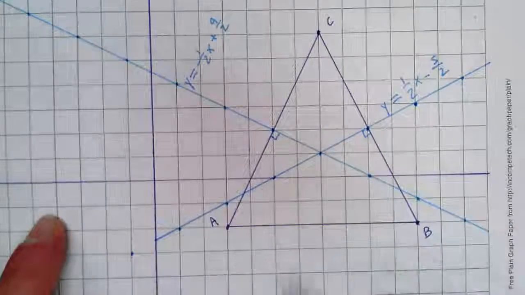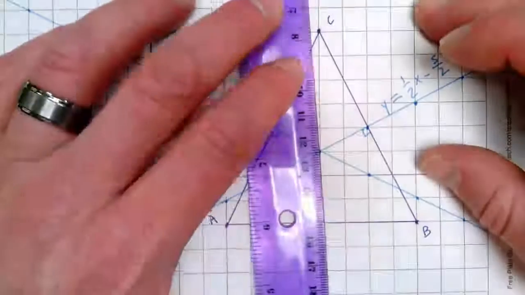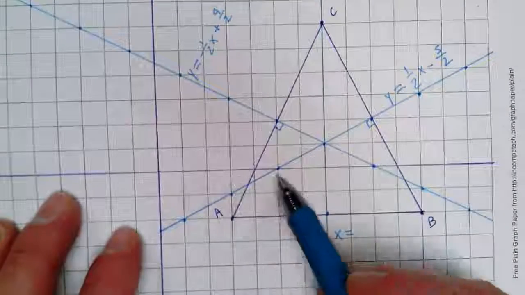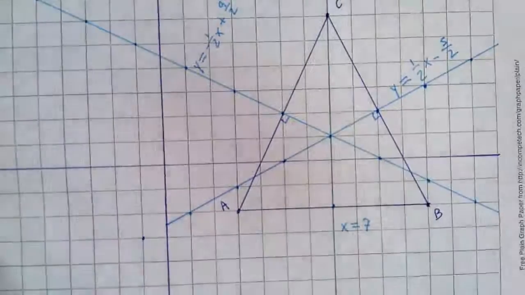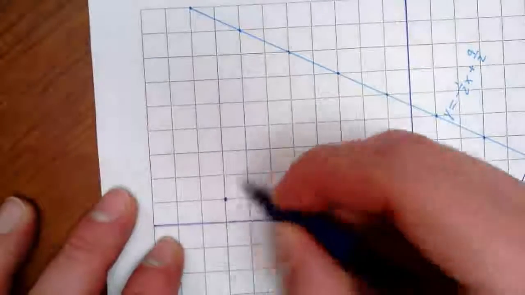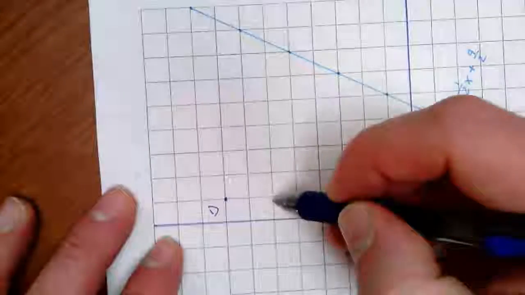So I've got my two perpendicular bisectors. The third one is easy because it's just a vertical line. X equals 7. And we're done. Although I'm going to come back later and mark what that point is where they all crossed each other.